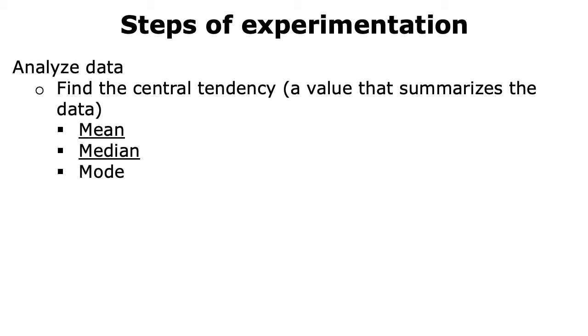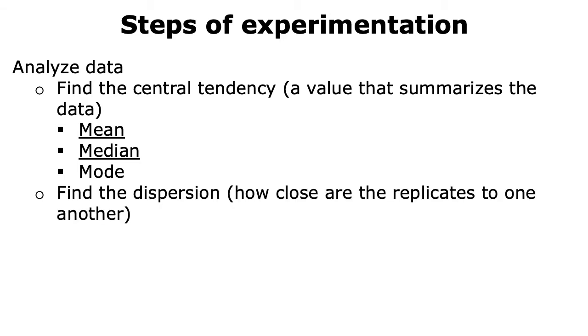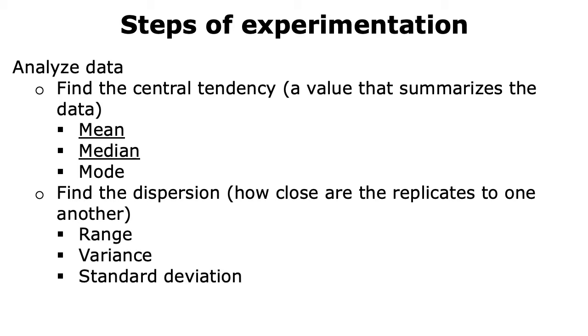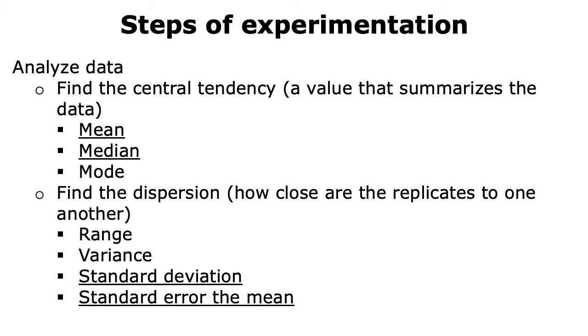In addition to the central tendency, we also need to find the dispersion, which is how close the replicates are to one another. There are many different types of measures of dispersion, including the range, the variance, the standard deviation, and the standard error of the mean, or the SEM. Once again, for the type of experiments that involve in vitro studies, a lot of times standard deviation and standard error of the mean are the chosen dispersion variables.